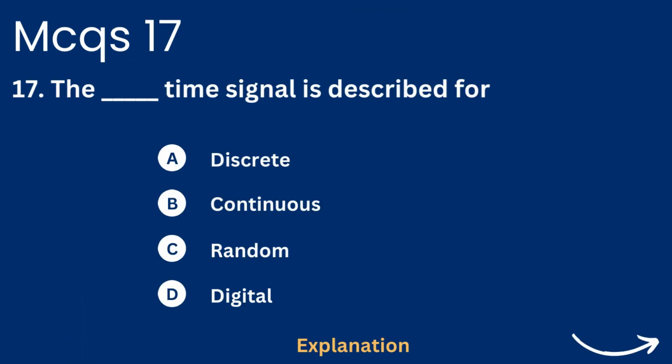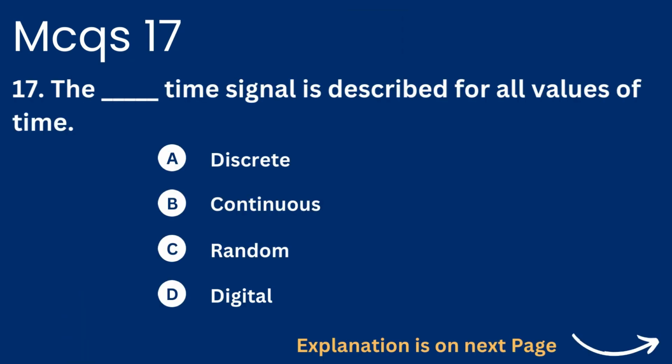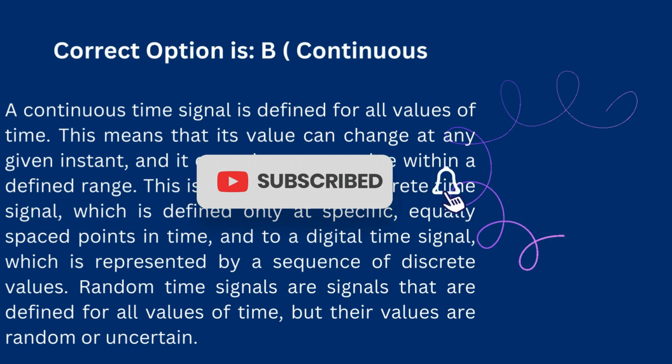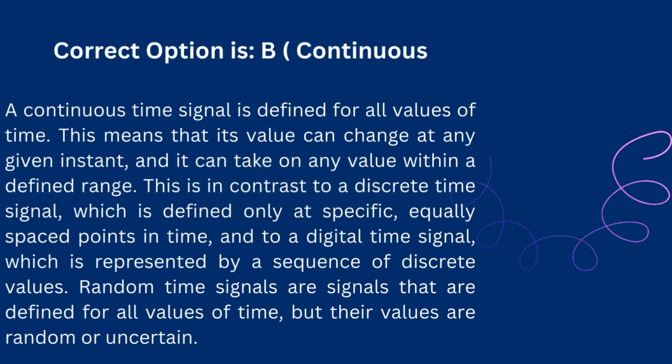So our next MCQ is: a continuous time signal is described for all values of time. Option A is discrete, option B is continuous, option C is random, option D is digital. So our correct option is option B, continuous.